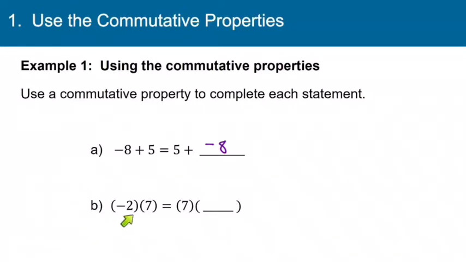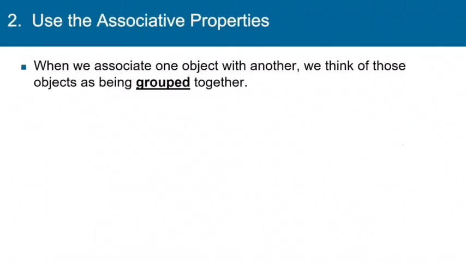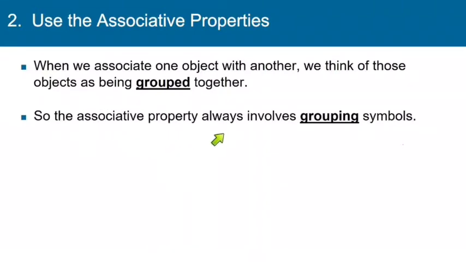And on part B, we have negative 2 times 7. And using the commutative property to change the position of the numbers, we can say that negative 2 times 7 is equal to 7 times negative 2. And so this is all there is to the commutative property. Now let's talk about the associative property. So when we associate one object with another, we think of those objects as being grouped together. The people you associate with are the people in your group. So the associative property always involves grouping symbols.